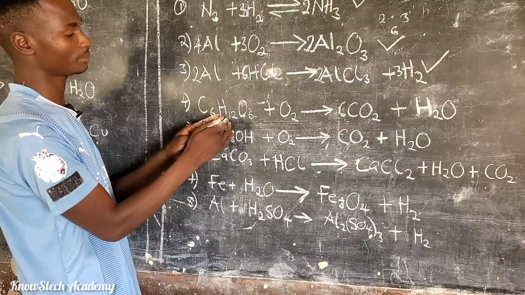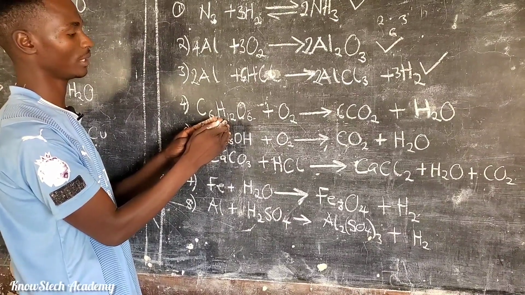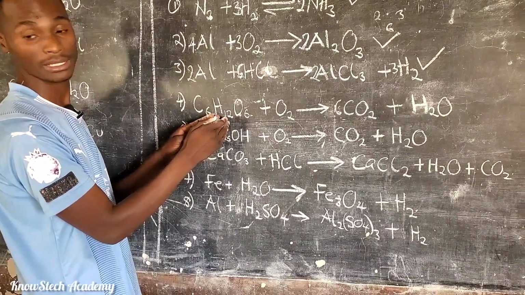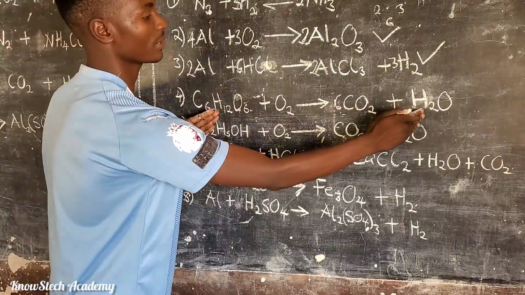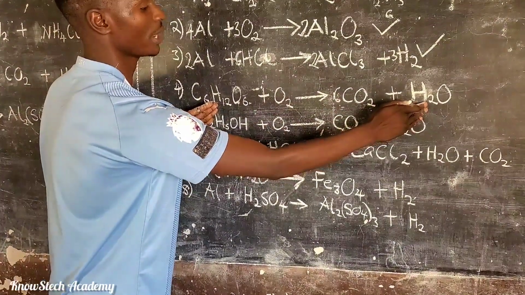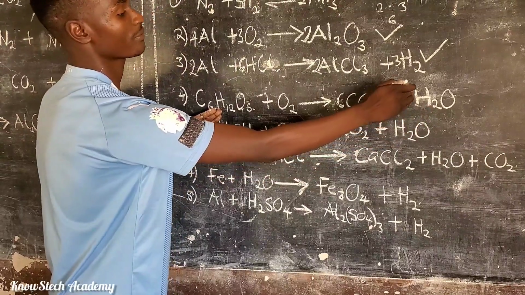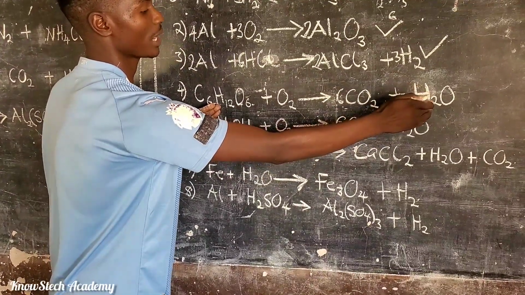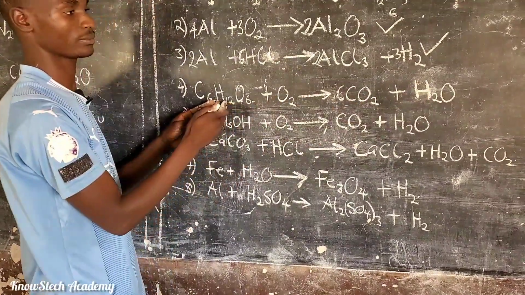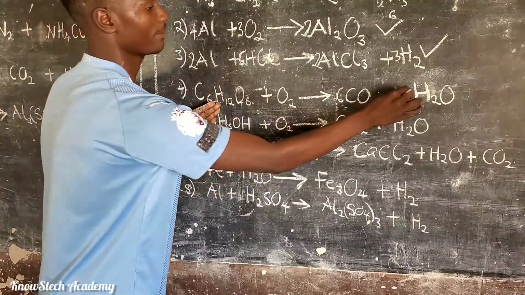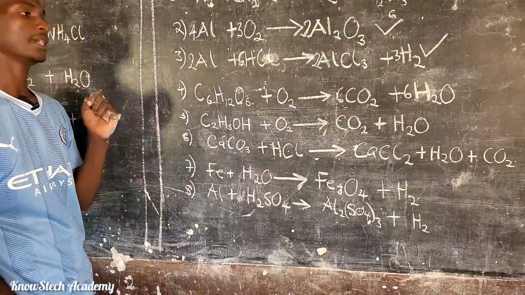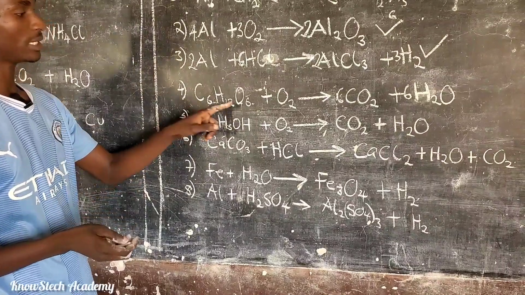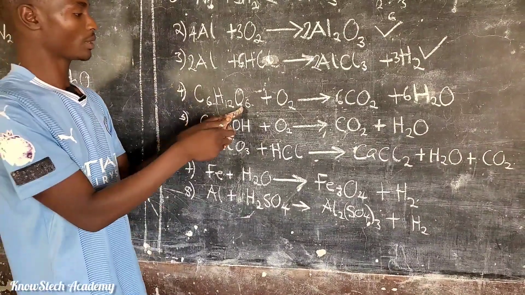Okay? Next is hydrogen, right? Hydrogen here is 12. Then here hydrogen, how many atoms of hydrogen? 2, right? Now which number can we put in front of H2 to make it 12? 6, right? Yes. Very good. 6. Then next is oxygen.